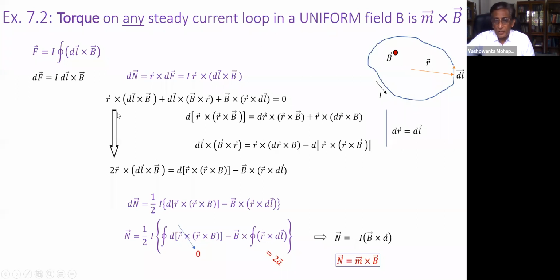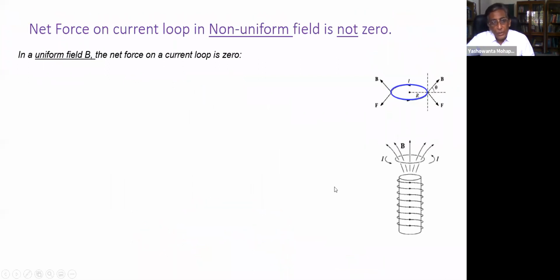This is just pure algebra, but I had given you the feel for it by doing it for a square loop. I just wanted to show you that you could have taken a circular loop, any shape, it doesn't matter. So this is m cross B, the same result that you obtained.